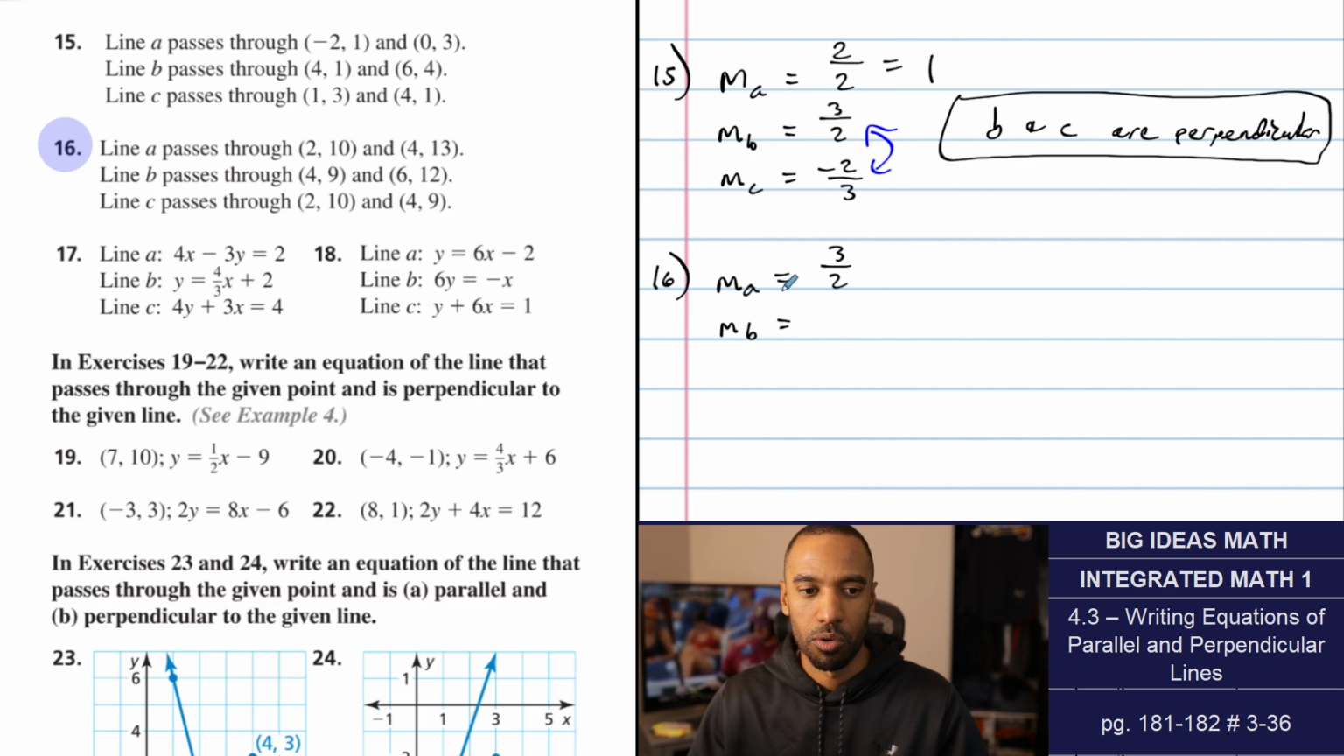Slope of line B, we're rising from 9 to 12. We're running from 4 to 6. Slope of line C, we're falling from 10 to 9. We're falling 1 from 10 to 9. And we run from 2 to 4 like that.